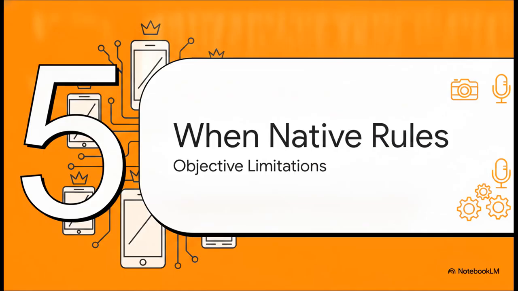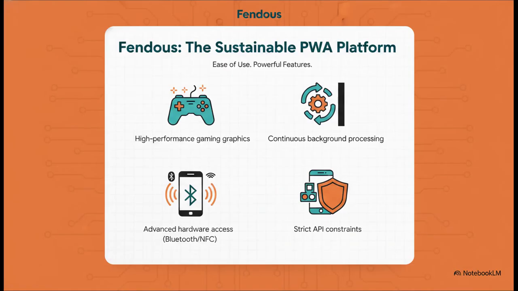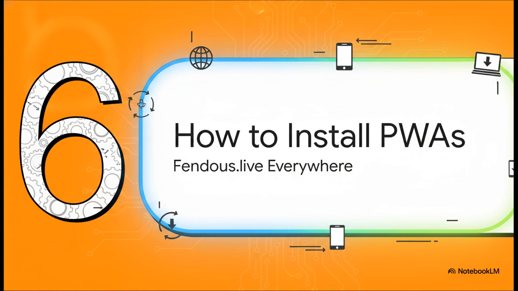Now, to be totally objective, let's look at Section 5, when Native still rules and its objective limitations. Look, PWAs are amazing, but native apps definitely still hold the crown in a few specific scenarios. If you are building a mobile game with high-performance graphics, you need native. If you require continuous background processing, especially on iOS where Apple places strict constraints on APIs, you need native. And if your app requires advanced hardware access, like deep integrations with Bluetooth devices or NFC chips, native development remains your necessary path.